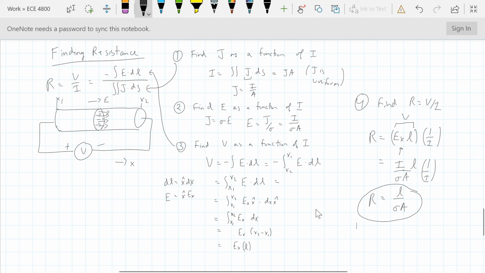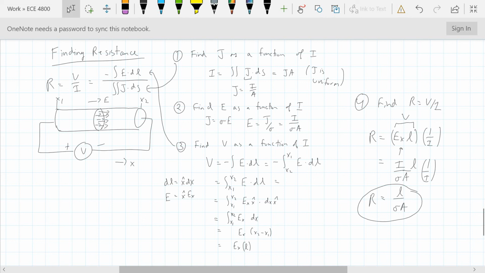Right? If we find V as a function of I, then the resistance is just V divided by I. So the I's end up canceling here. That's how we can get a nice formula for the resistance. The key thing is to find V as a function of I. But to do that, we have to first find E as a function of I, and before that, we have to find J as a function of I.